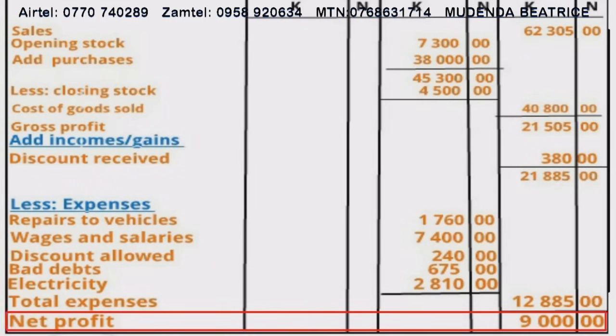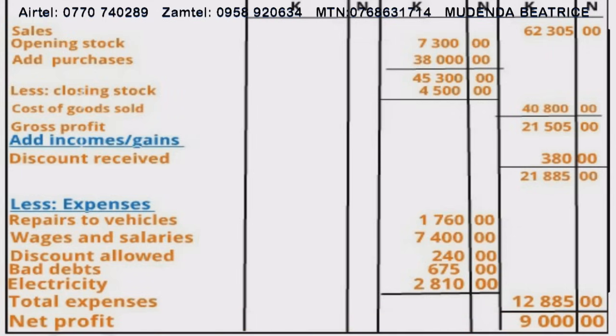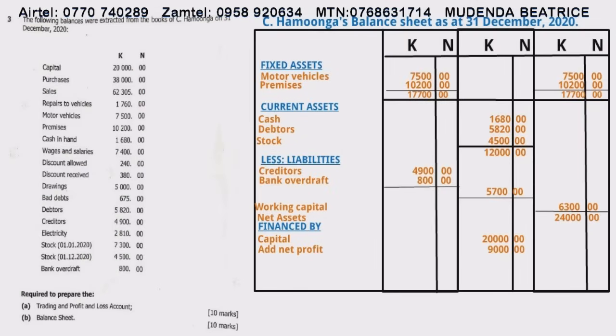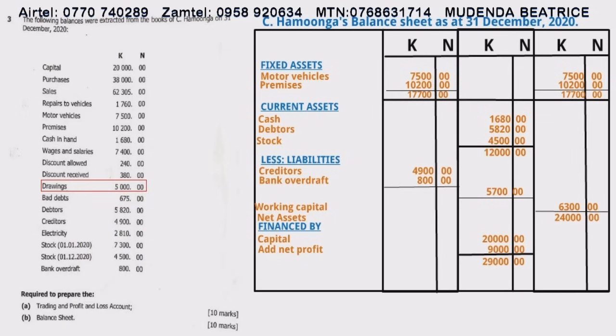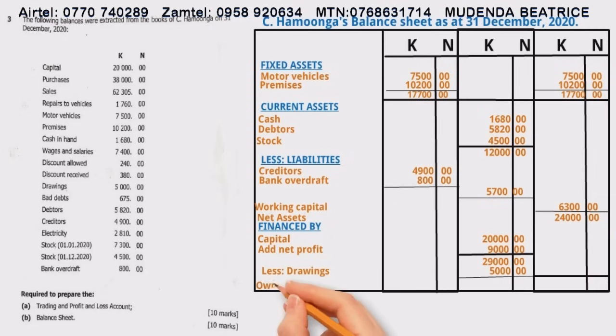I'm sure you have seen the picture I showed you where we did the trading and profit and loss account. From that account, that net profit is the one I've brought here, which is 9,000 kwacha. When you add 20,000 plus 9,000, it gives us 29,000. Now less drawings. How much is drawings? On the transaction there, drawings is 5,000. So I say less 5,000. 29,000 minus 5,000 gives us 24,000.